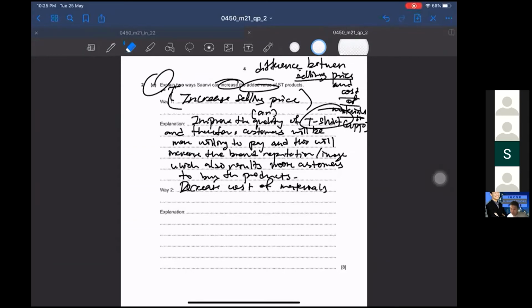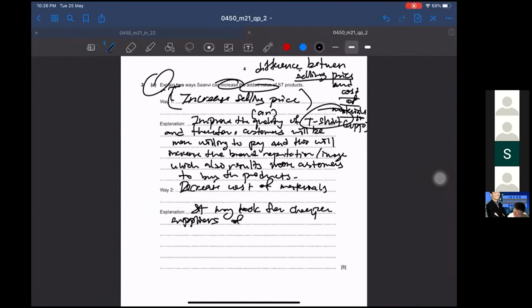Now, so after you decrease your cost of material, for the decreased cost of material, what you can do to decrease your cost of material? First, you may look for cheaper supplier. So you can write ST may look for cheaper suppliers.